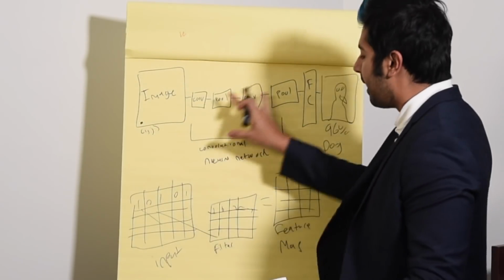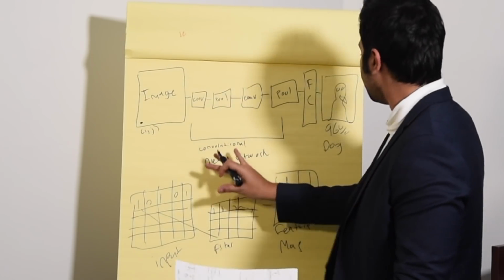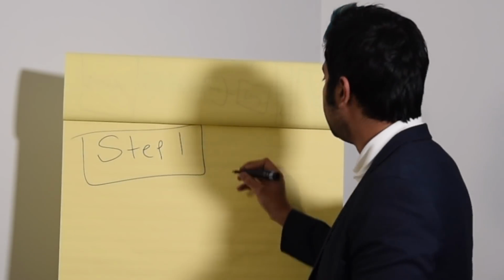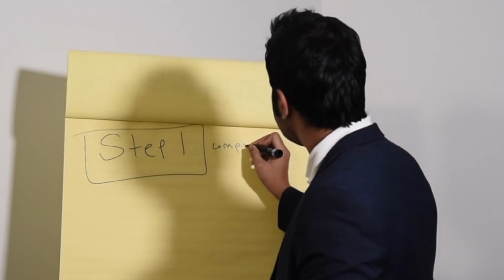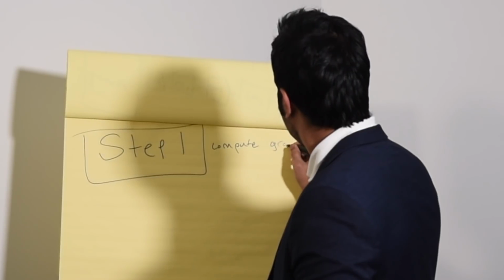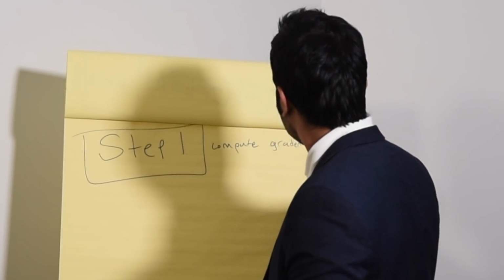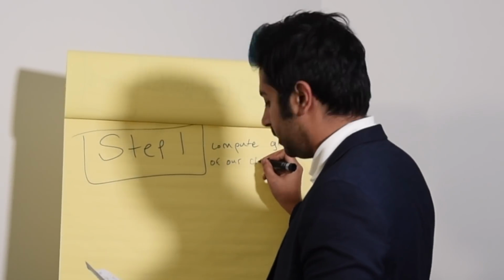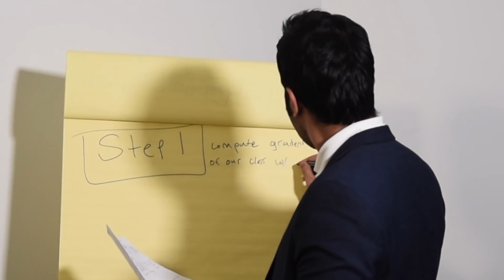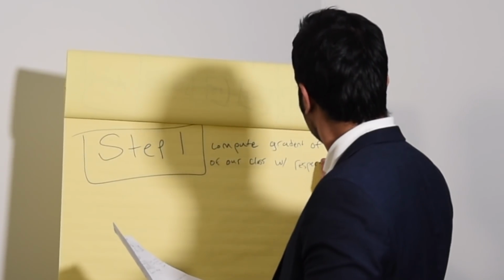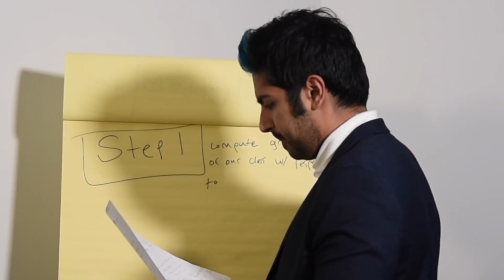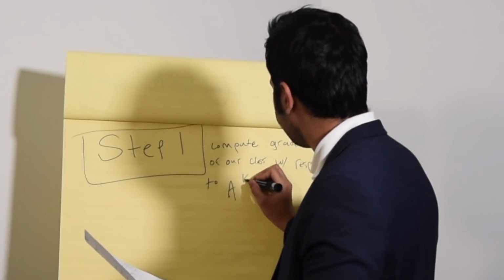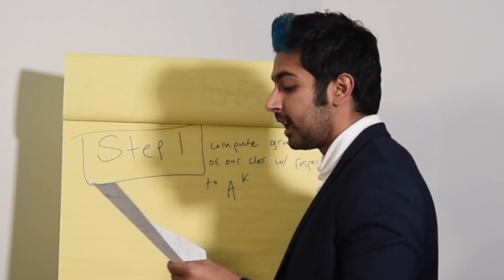Okay, so here's how convolutional networks work and what it's doing, and now let's go into the math behind GradCAM. Okay, so step one is to compute the gradient of our class, like our predicted class, let's say it's dog, with respect to A of k, or A^k.